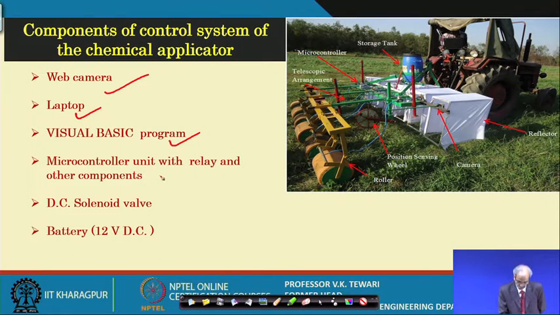The microcontroller unit with the relay and components. This is the solenoid valve, because this solenoid valve will be energized as and when the requirement comes, and there is a battery for power here. This whole thing is shown in this particular diagram. The field system has been tested in field conditions, and we will show you a video of that in the later course of this explanation.